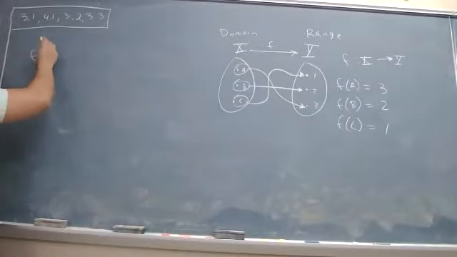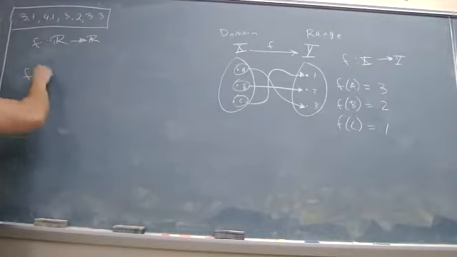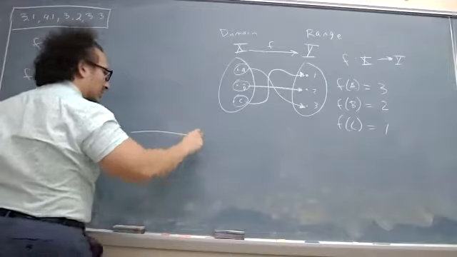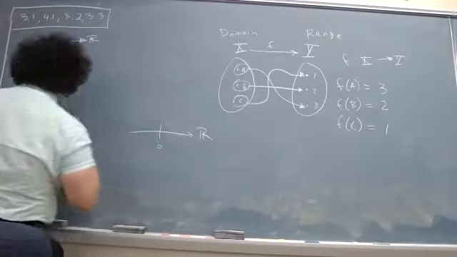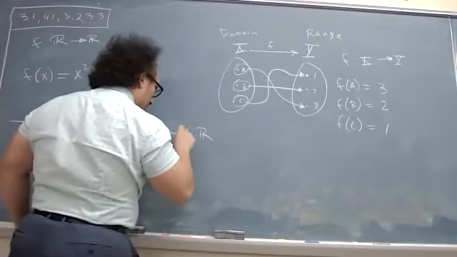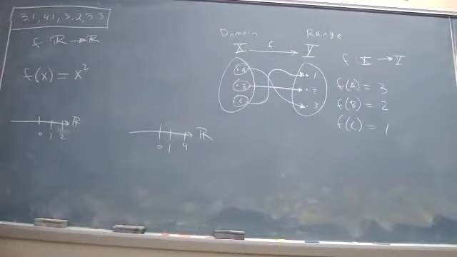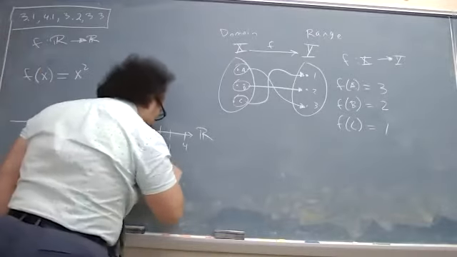Let's say here's a function f that maps the real numbers onto the real numbers. So f of x, let me define it to equal x squared. What this is doing is taking the real numbers and sending them to the real numbers. I'll show you what I mean by that. Okay, so here's the domain. Here's the range.